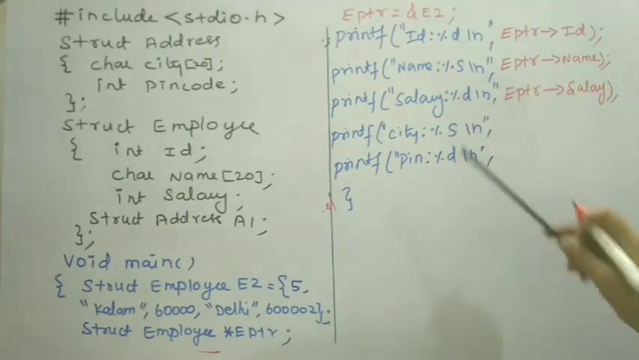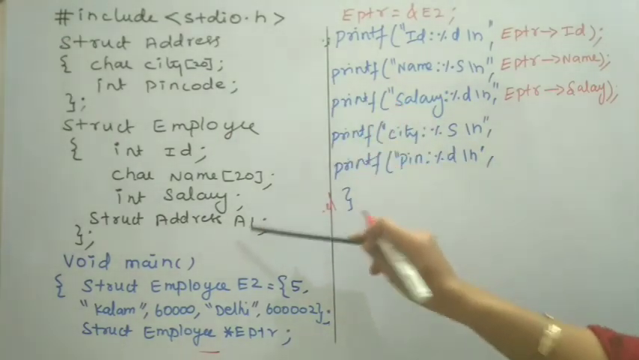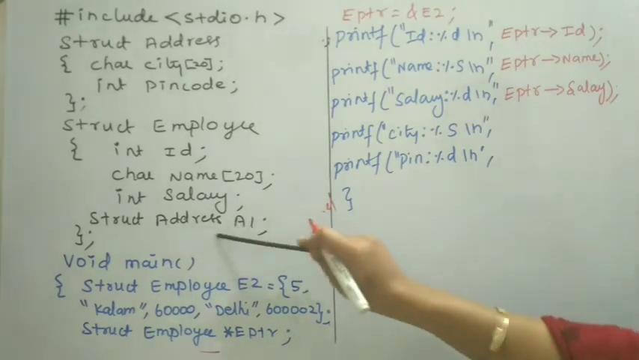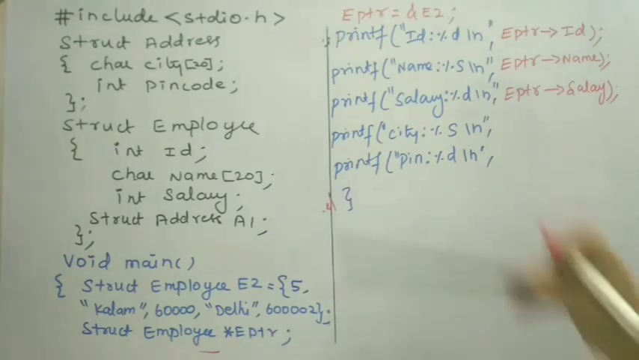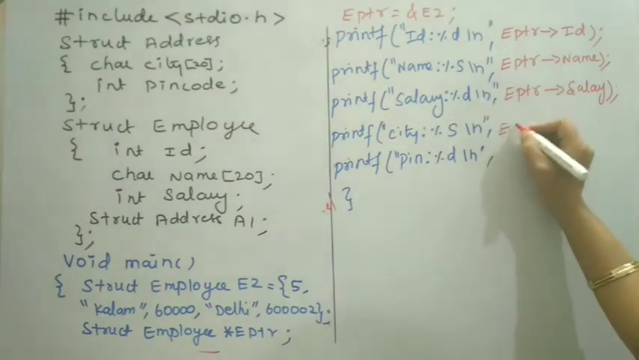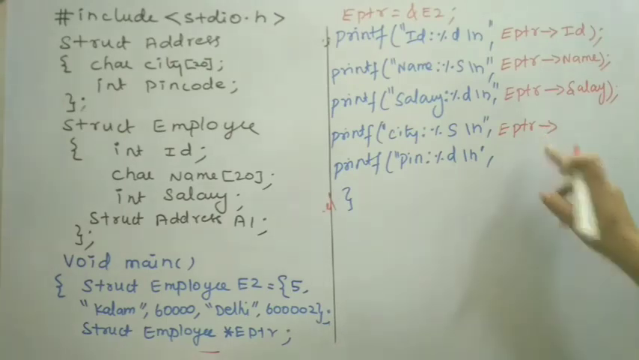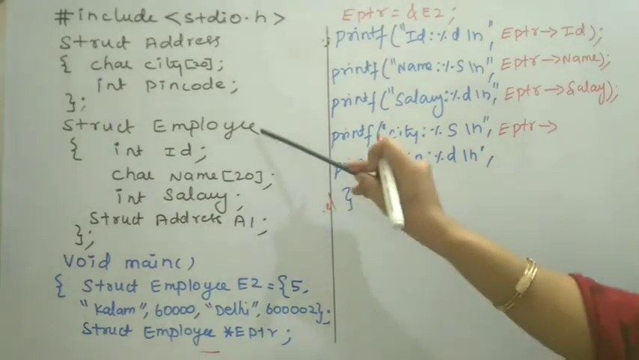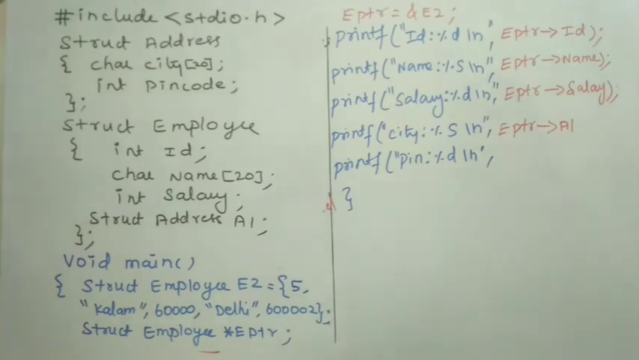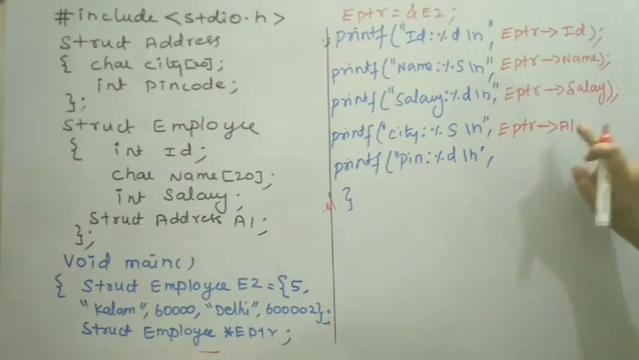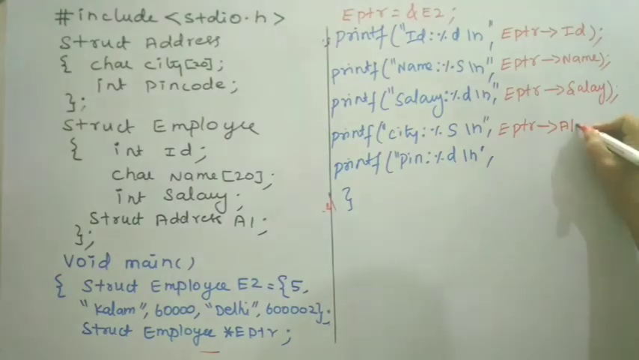Next, I need to access the content of the data member city. City is not a data member of this employee, but a data member of the structure address, which is enclosed within this employee. To access the content of city, how to access? EPTR, the pointer variable, is going to access its data member using the arrowhead operator. Which one is the data member? A1 is a data member of employee. So I am using the arrowhead operator to access A1. A1 is again a structure variable. I can make use of this structure variable to access its data member city using the dot operator.